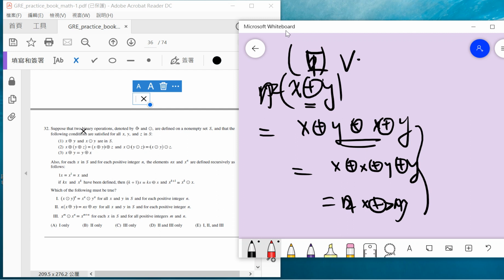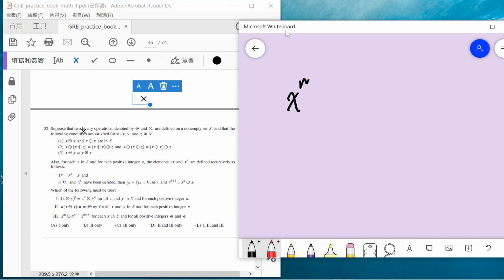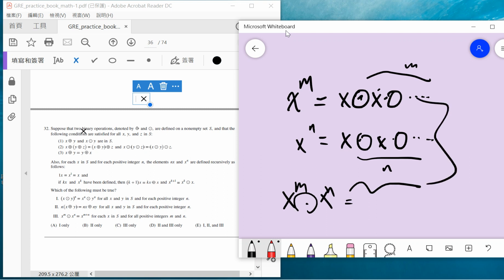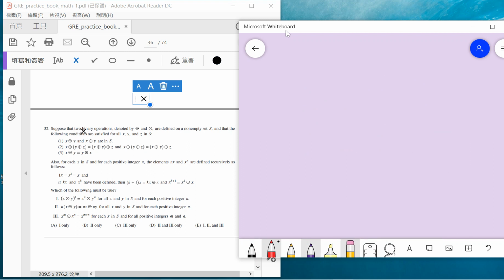Second is correct, and the third is also correct. The reason is basically that x^m is defined by x dot m. x^n is also x dot to the n times, so when you dot them, you just combine all the strings. So it's x^(mn). So the answer is the first, second, and third one is correct. So we choose D.